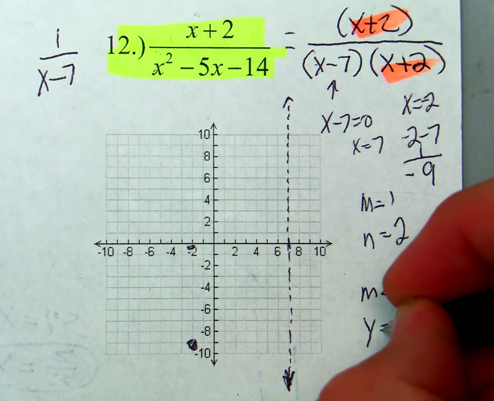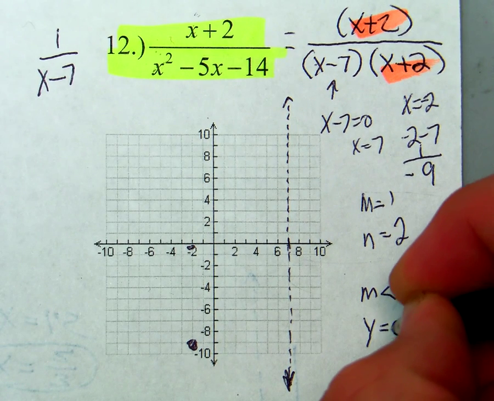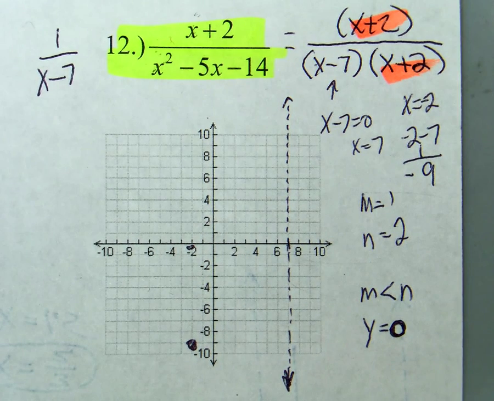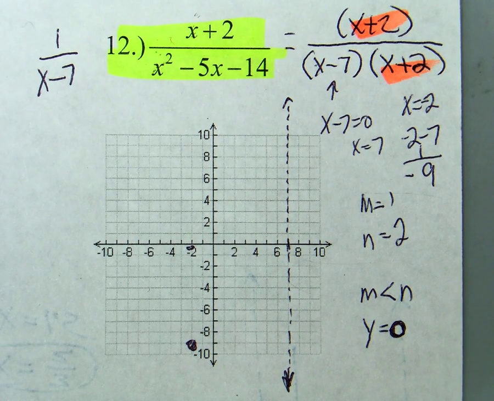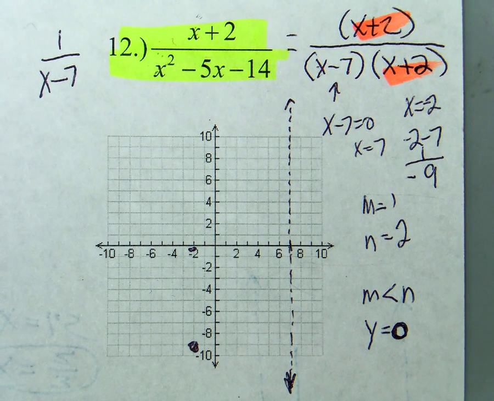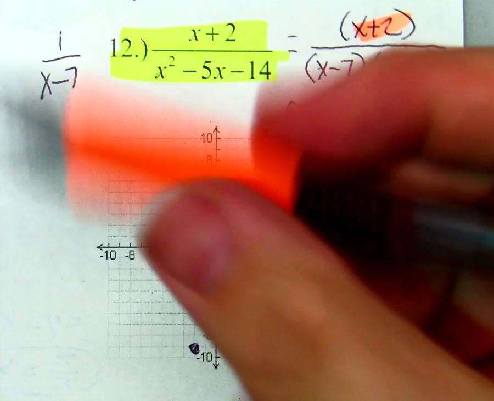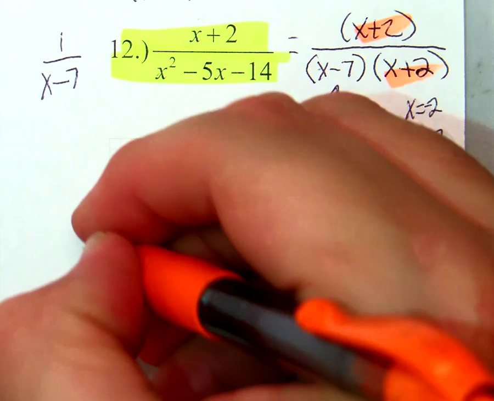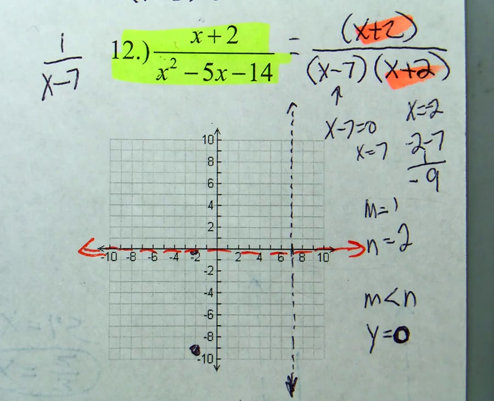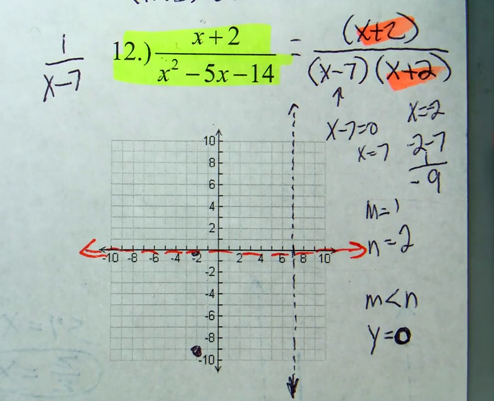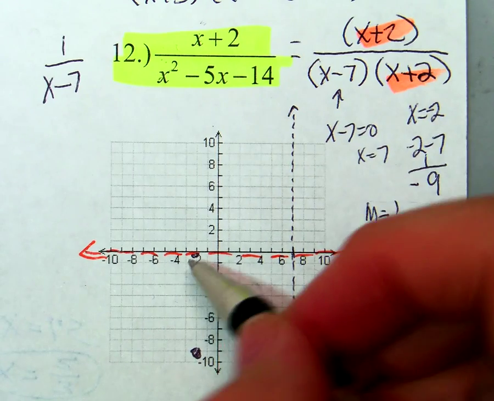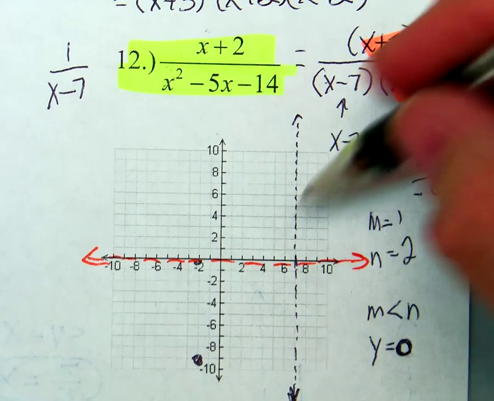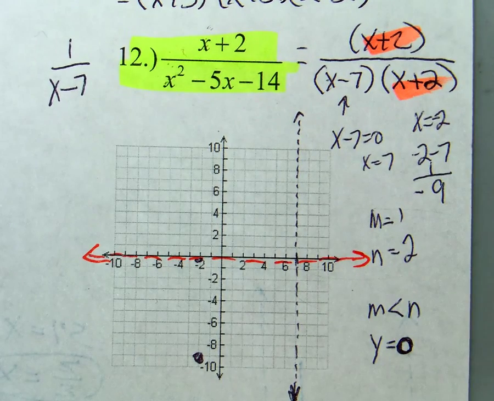So y equals 0 is my horizontal asymptote. y equals 0 is the x-axis. And since I know this point's here, let's take some points to the left and to the right of the graph. What if the m was greater than n? Then there'd be no asymptote.